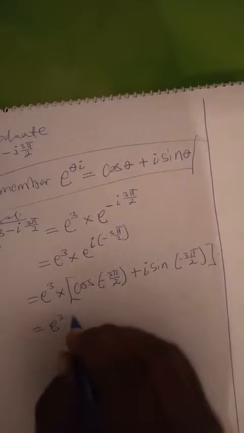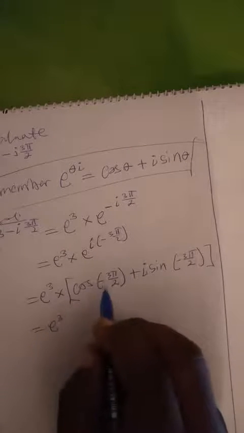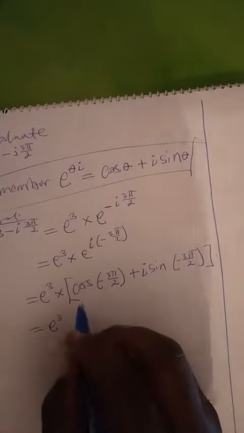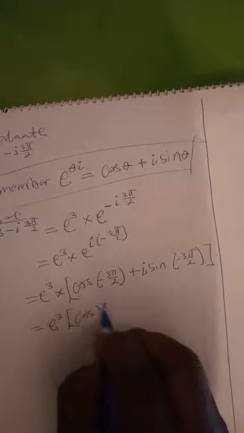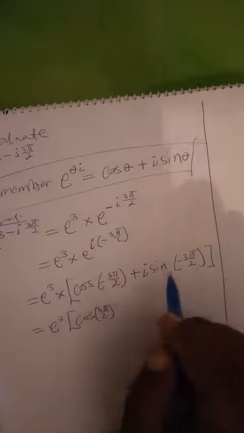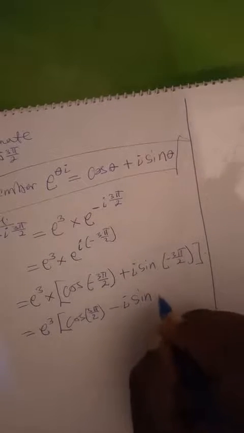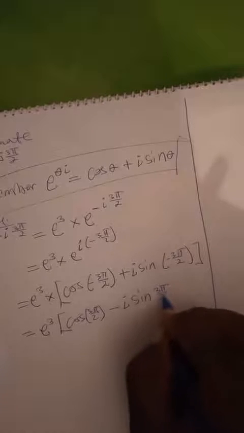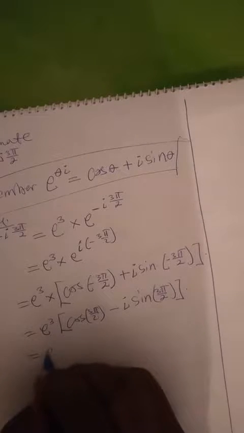So now this becomes e raised to power 3. Cosine of a negative number is still the cosine of the positive number if you remove the sign. So that means that cos minus 3 pi over 2 is still the same as cos 3 pi over 2. Then sine minus 3 pi over 2 is minus sine 3 pi over 2. So it's going to be minus i sine 3 pi over 2. See that?